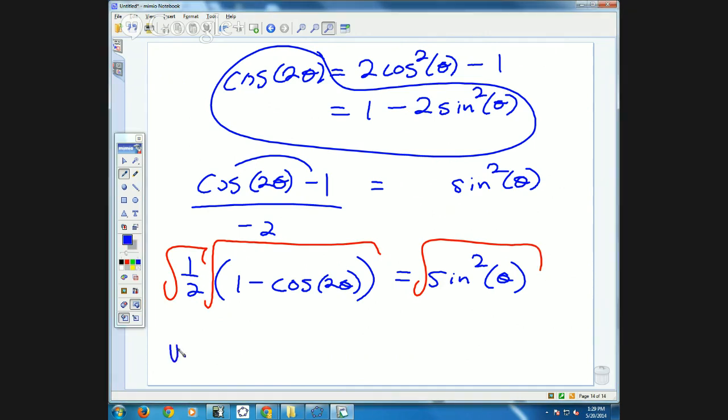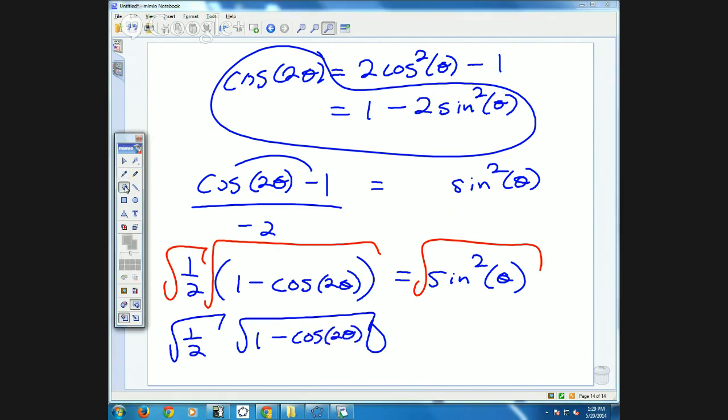So then what I get is the square root of 1/2 chilling out front. Then I have the square root of 1 minus the cosine of 2 theta. But Zach had an excellent point. He said, why don't we replace 2 theta with t? Oh, substitution. What if we replace 2 theta with t? What's theta have to be? t over 2. Yeah, and that's going to cancel pretty much, leaving the sine of t over 2.